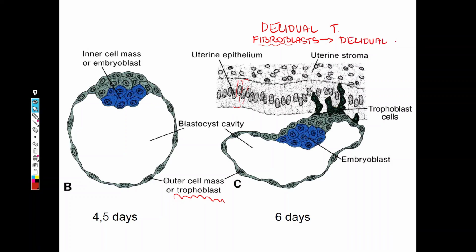Decidual cells. And these cells are very different from fibroblasts. They are no longer thin, they are very huge. They are pink, they contain lipids and they contain glycogen. So they are ready to nourish the embryo. So fibroblasts change into decidual cells, and this is called decidual transformation.